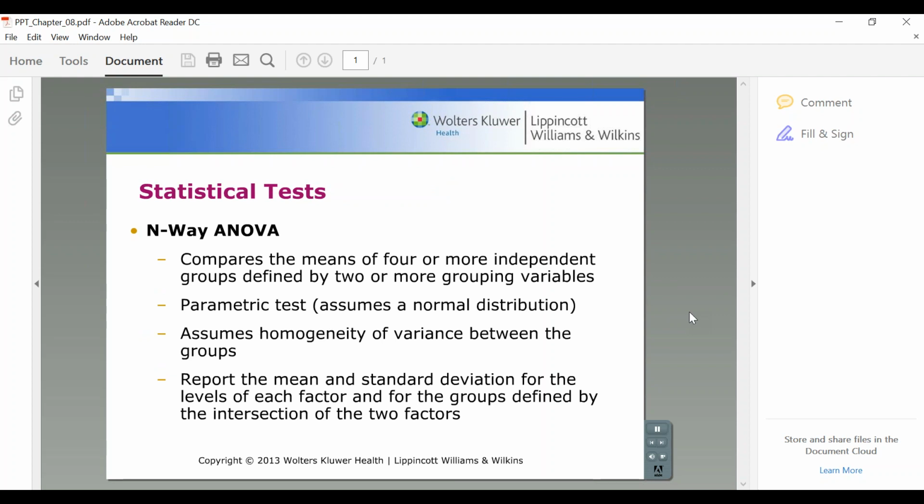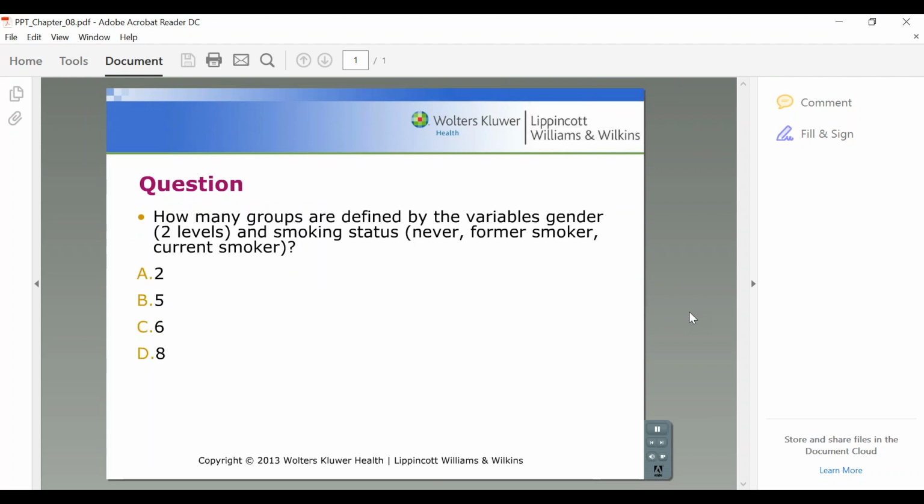This is a parametric test, so we're going to assume that there's a normal distribution. We're going to assume a homogeneity of variance between the groups, and it's going to look at the mean and standard deviations for each of the levels in each factor.